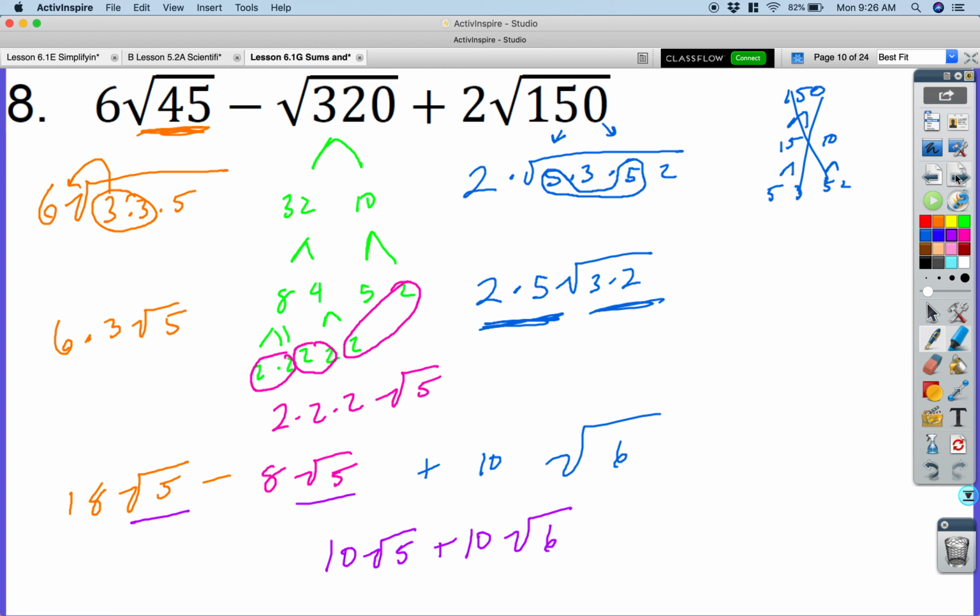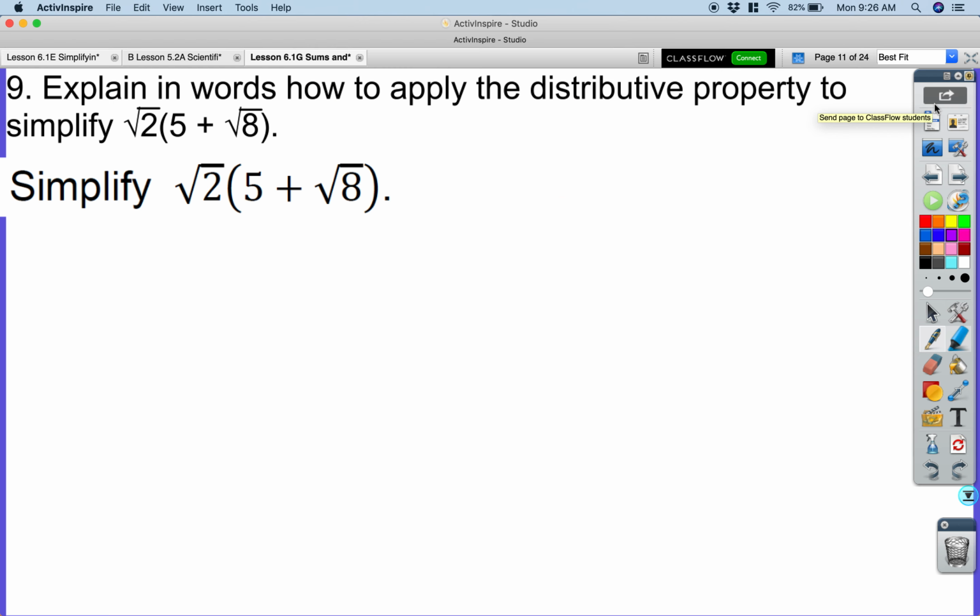So let's go ahead now and look at the next one. Next one is explain in words how to apply the distributive property to simplify this. All right, so whenever we distribute, we can only multiply things inside a radical with inside a radical, and numbers outside the radical with numbers outside the radical. So let's look at this.